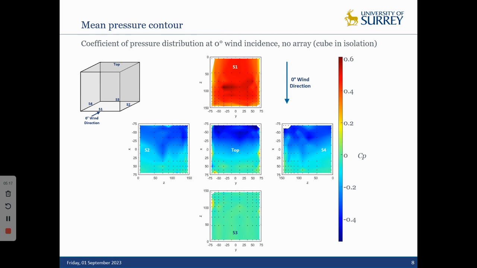So you can see the highest pressure is on the front face of the cube, so side one is facing upstream, and you can also see the separation region with the negative coefficient of pressure. So kind of what we'd expect.